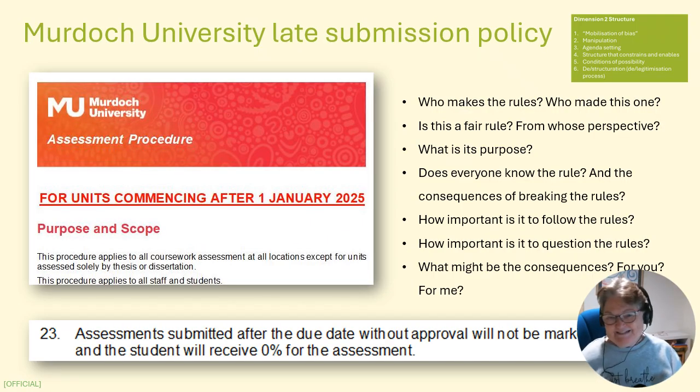Okay, here's an example we discussed in class. Murdoch University has a late submission policy. It says that assessments submitted after the due date without approval will not be marked and you'll get 0%. So we will talk about, is this a fair rule? Who wrote the rule? What's the purpose of the rule? Is it a good purpose? Does everybody know this rule? Who pays the consequences of breaking the rule? How important is it to question the rules? Anyway, you can think about that. Personally, I think it's a bit harsh, that policy.